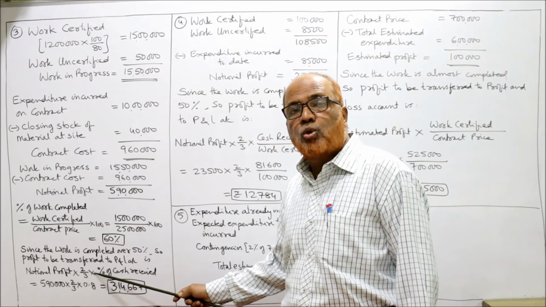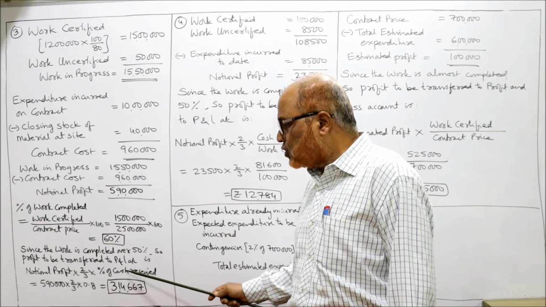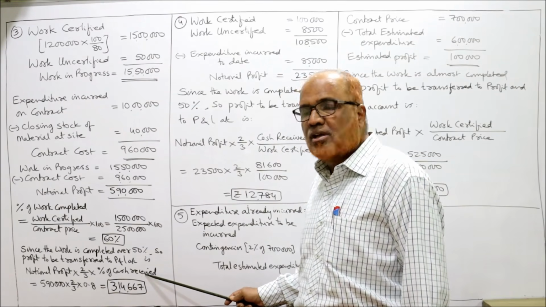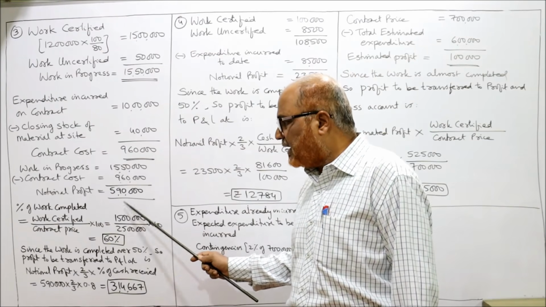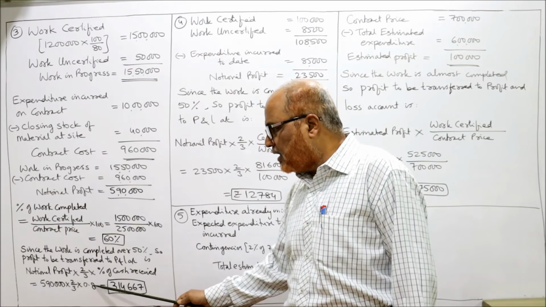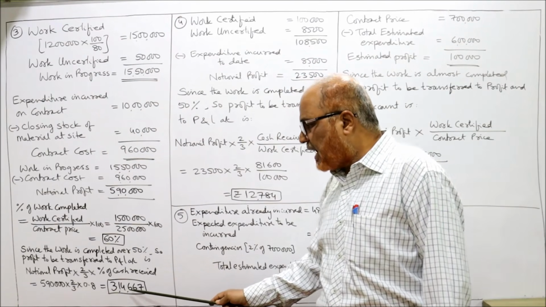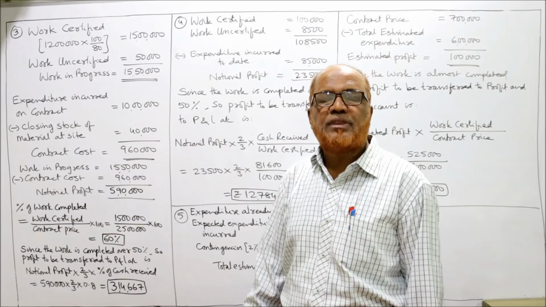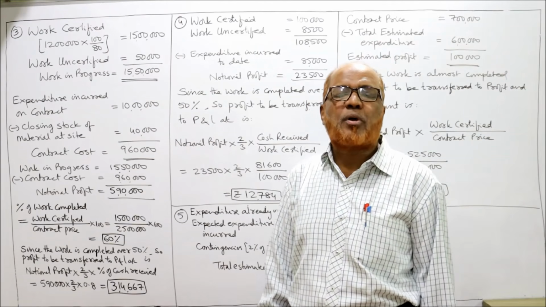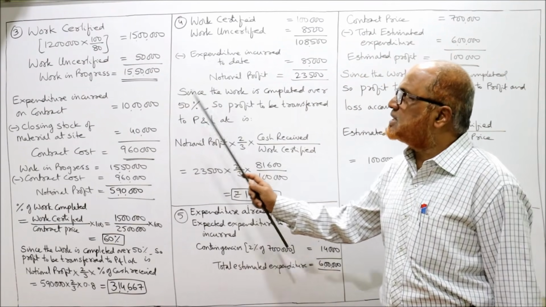Notional profit into 2/3 into cash received percentage. So how much notional profit? 5,90,000 into 2/3 into how much percentage of cash received? 0.8. So we'll get 3,14,667. This is the profit to be transferred to profit and loss account. This is the third problem.